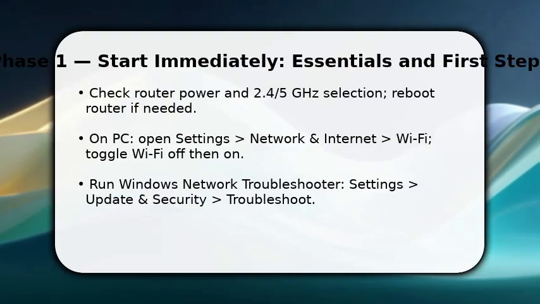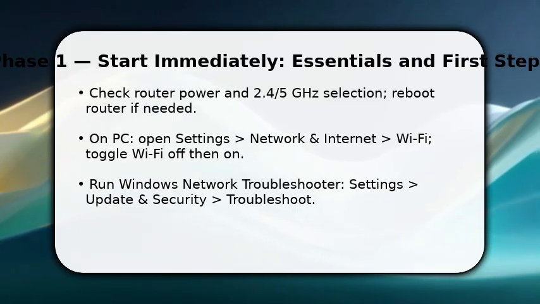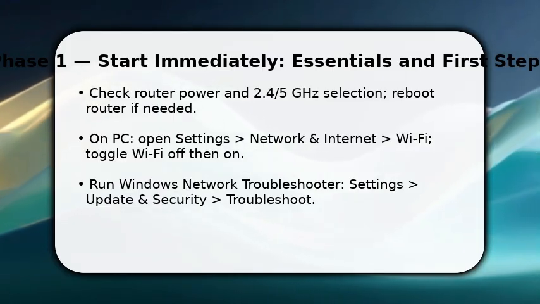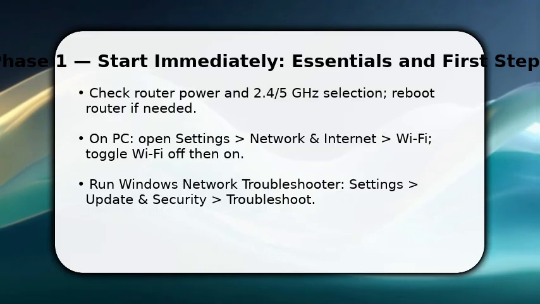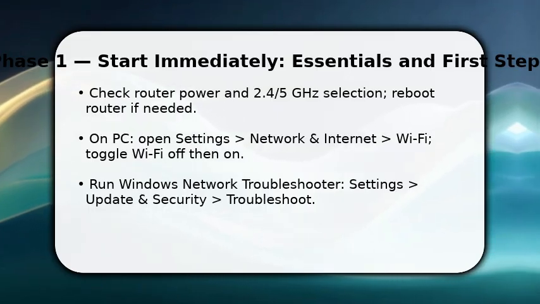You begin by verifying the basics fast. Confirm the router is powered and broadcasting both 2.4 and 5 GHz bands, reboot it to clear transient faults.